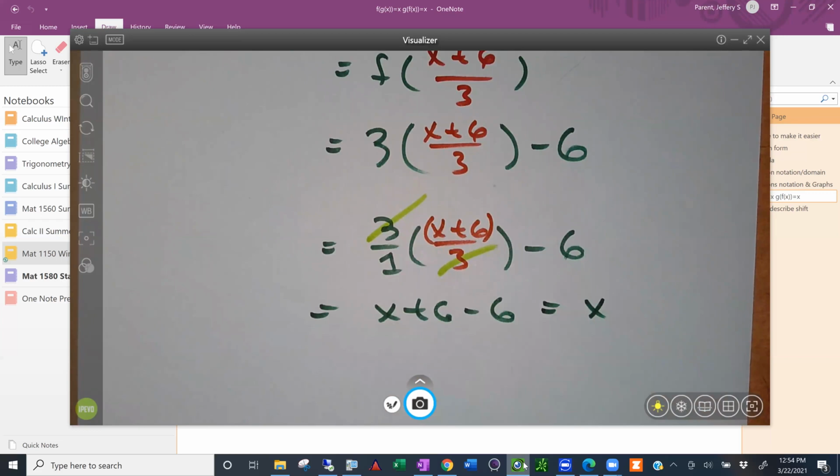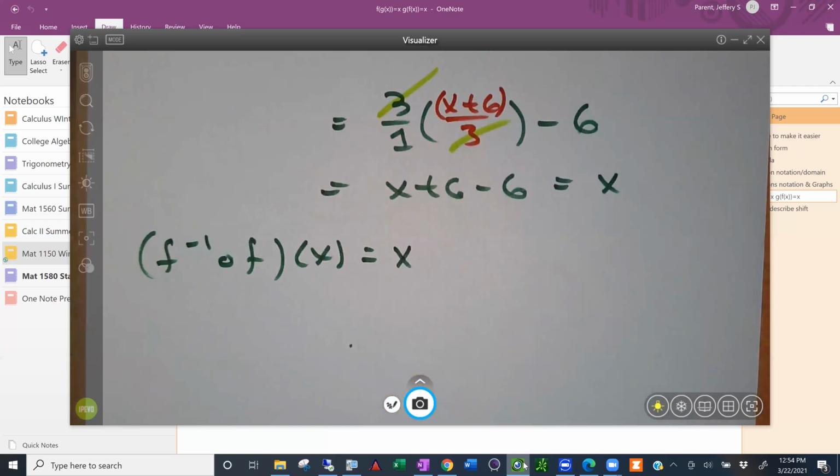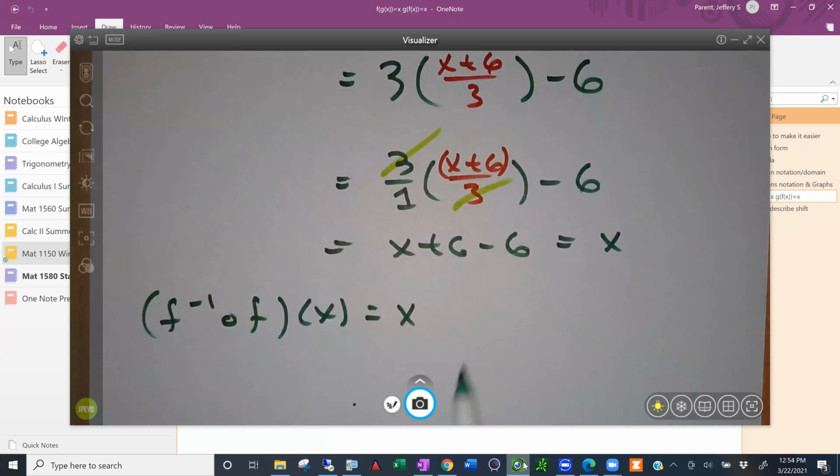Now, if you did things the other way, if you did f inverse composed with f of x, you'll end up with the same thing. You'll end up with x. So that's only going to happen when you have a function and its inverse, that you'll end up with x either way.